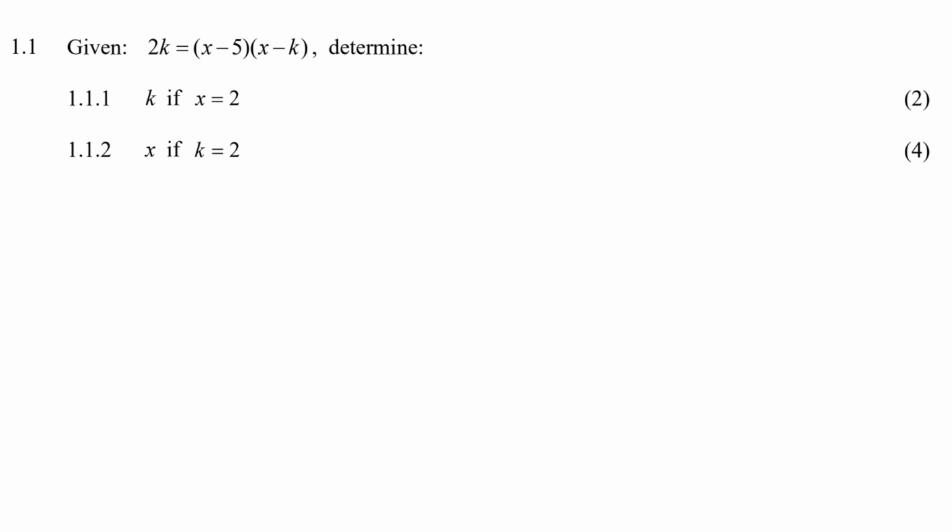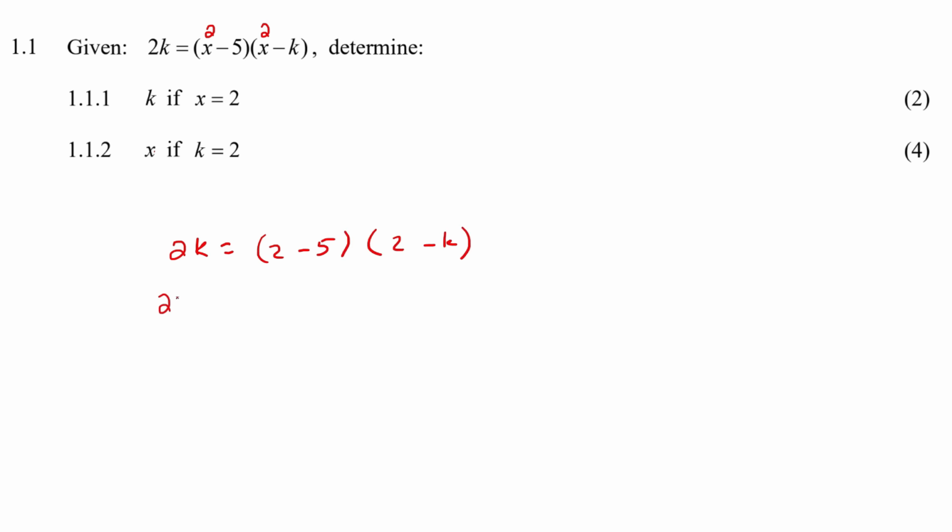Given that 2k is equal to these two brackets, determine k if x is equal to 2. Okay, so that's quite an easy question, but it is weird, like it's different. So what we know is that they're telling us that x is 2. So we're just going to plug in a 2 at both of those positions. And so you'd end up with 2k is equal to 2 take away 5, 2 take away k.